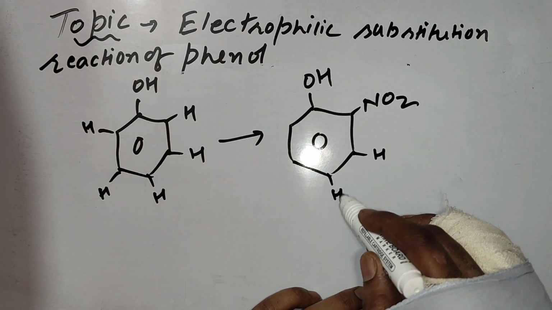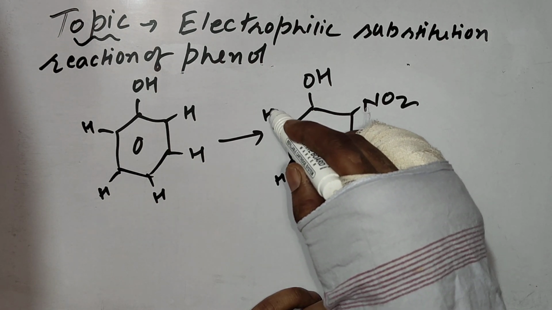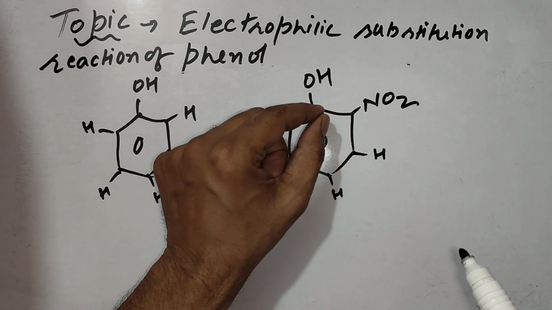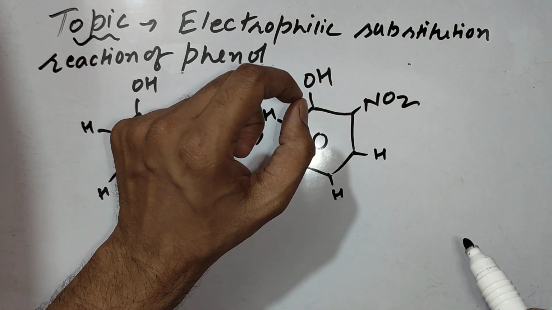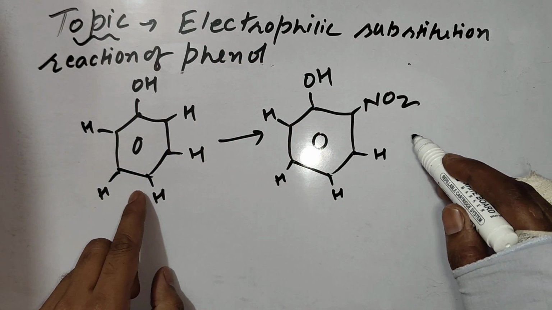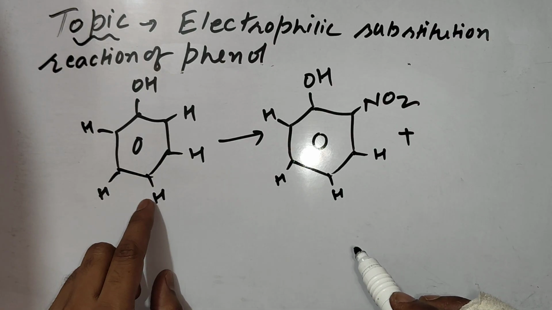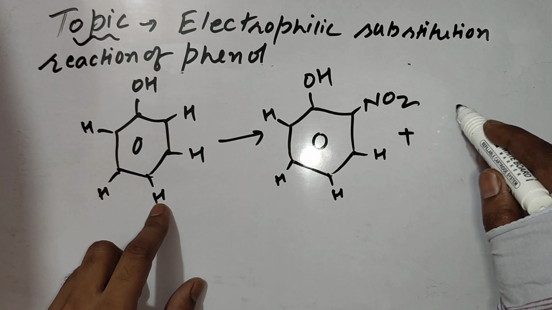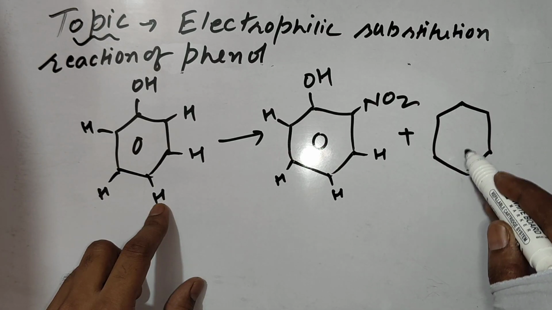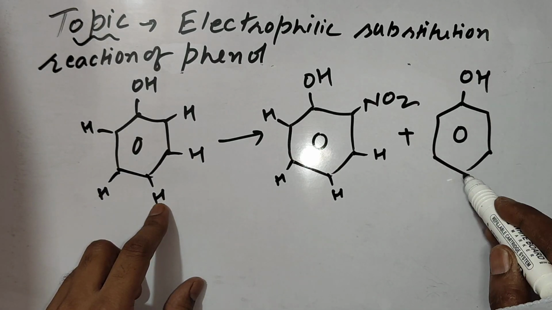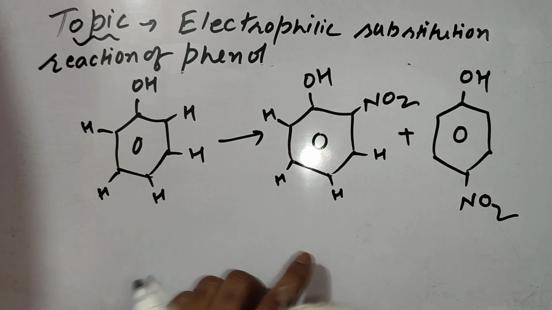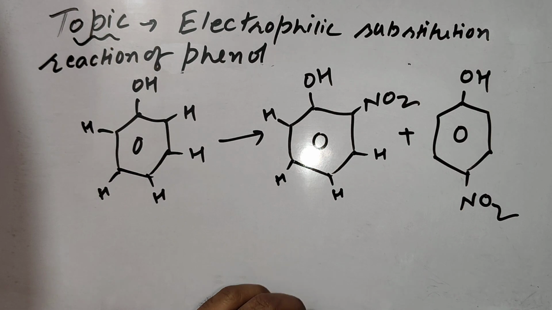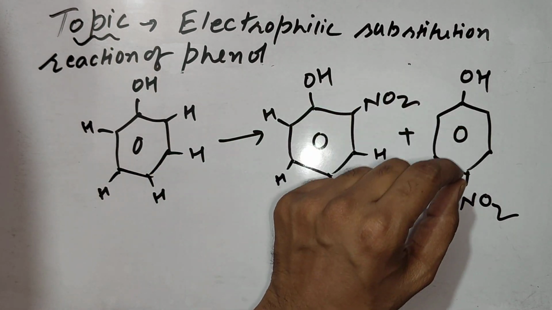So if this ortho hydrogen is substituted by nitro group, this is known as nitration of phenol. Ortho nitrophenol is generated. Similarly, in some particles of phenol, this para hydrogen can be substituted by nitro group. One more product is possible there. This one is known as para nitrophenol. So two nitro products are possible, ortho nitrophenol and para nitrophenol.